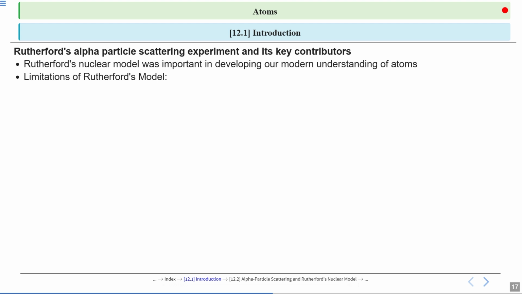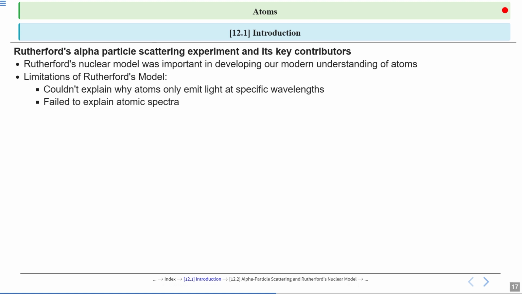There are some limitations of the Rutherford model also. It had some big limitations. Let's look at what it couldn't explain about atoms. The Rutherford model couldn't explain why atoms only emit light at certain specific wavelengths. In other words, when we look at the light given off by atoms, we see sharp lines, not a continuous rainbow. This was a big clue that something was missing in the model.